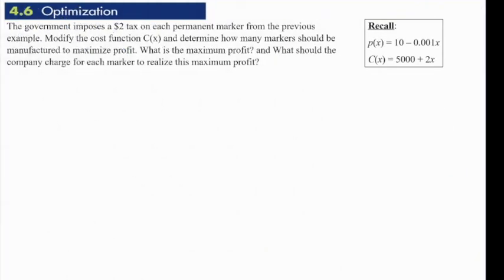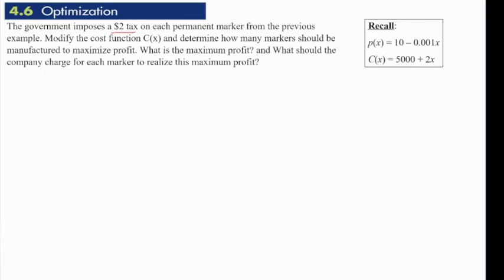We modify this problem and say, what if the government imposes a $2 tax on each permanent marker from the previous example? Modify the cost function and determine how many markers should be manufactured to optimize profit, what is the profit, and what should the company charge for each marker to realize this maximum profit.